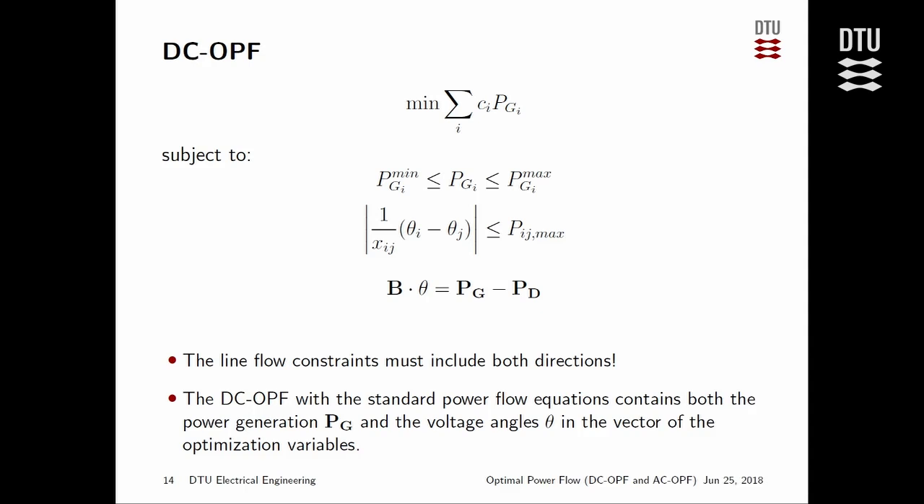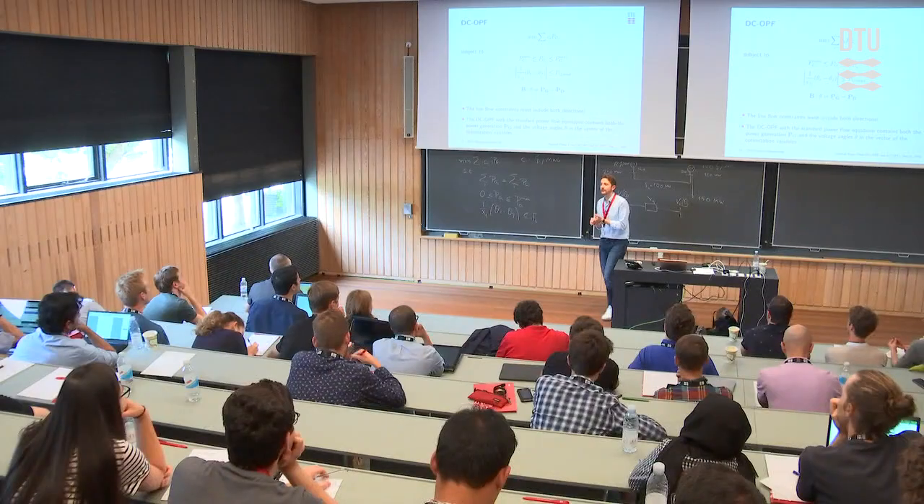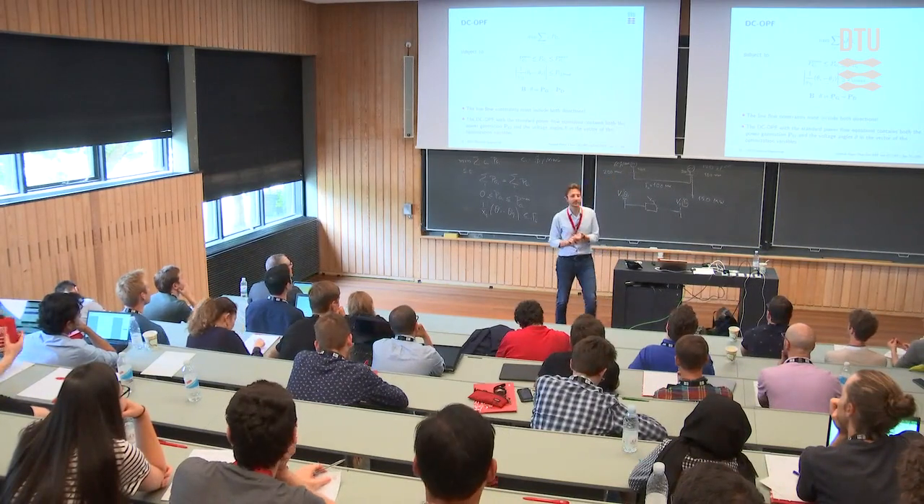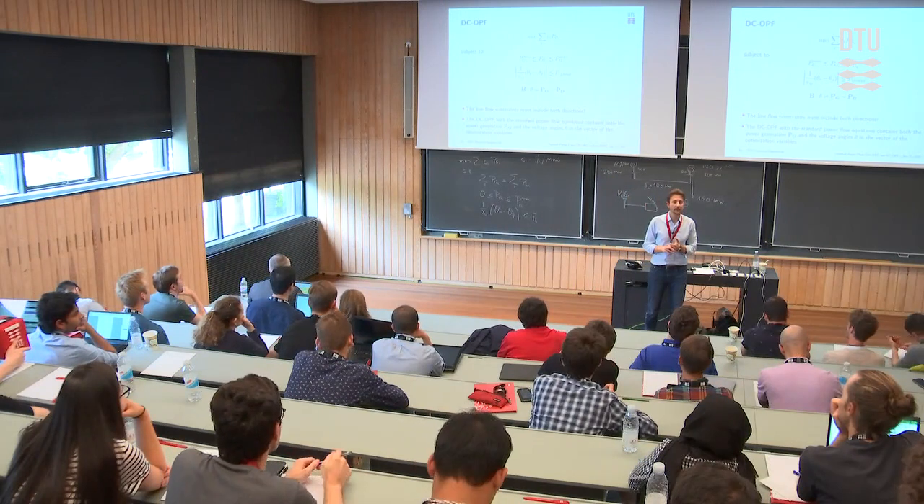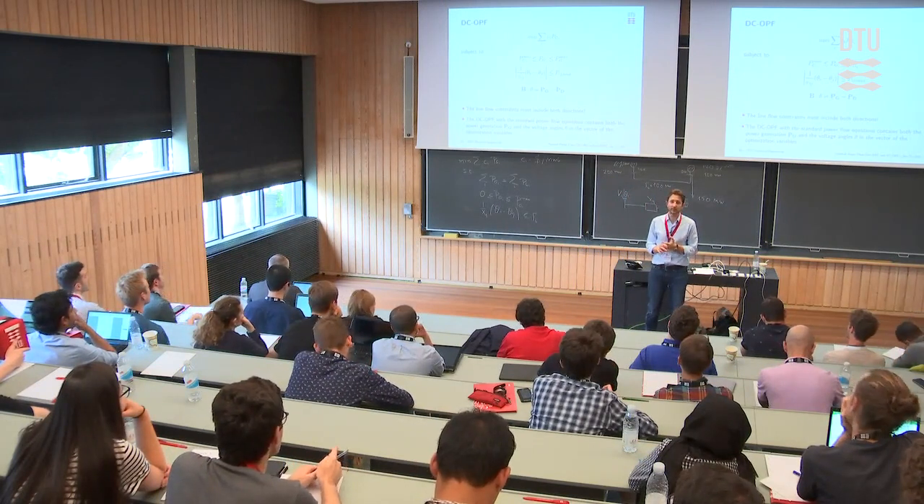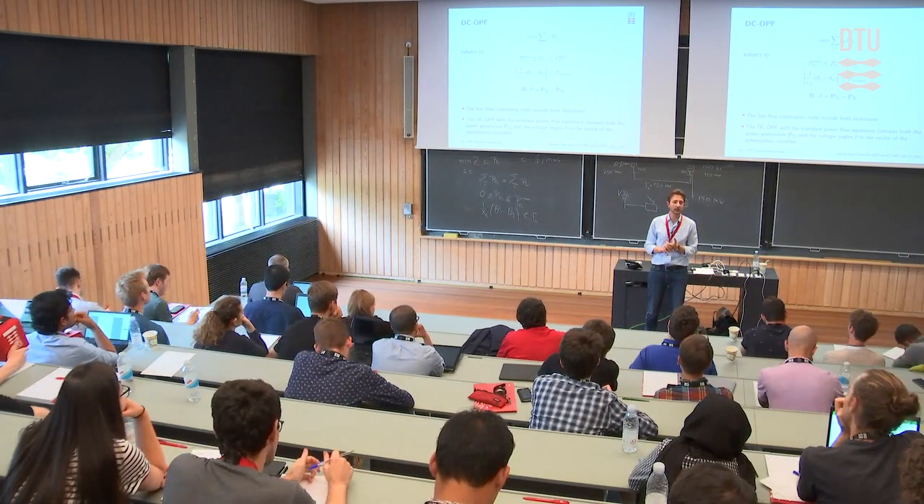Now, for the node balance equations, the matrix B, does anybody know how we call that? It's the bus admittance matrix. Very nice. That's matrix B, and we're going to see how we actually build that matrix.